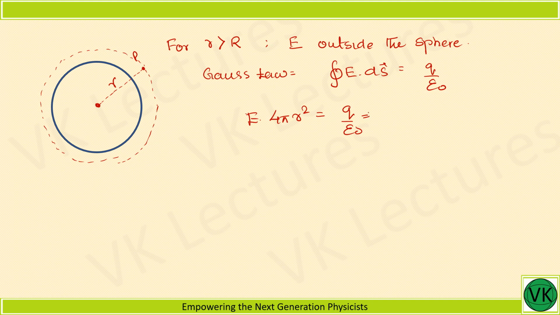Now let the total charge carried by the sphere be capital Q. So E is equal to capital Q divided by 4 pi epsilon naught r square.